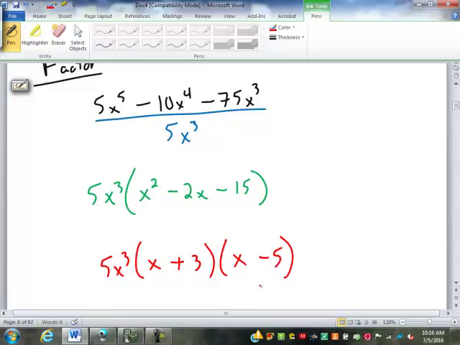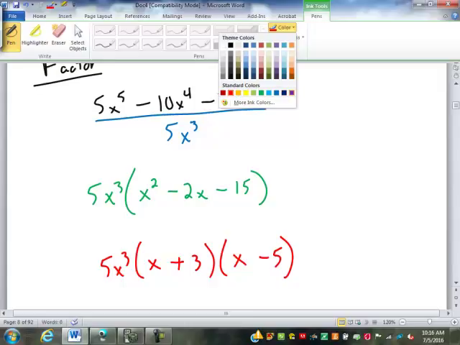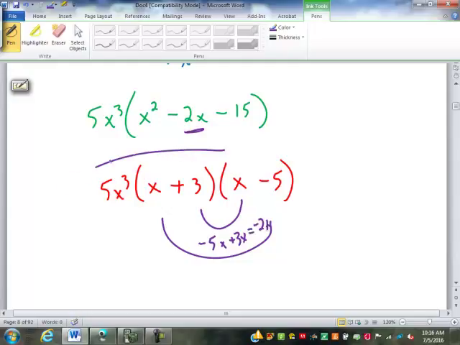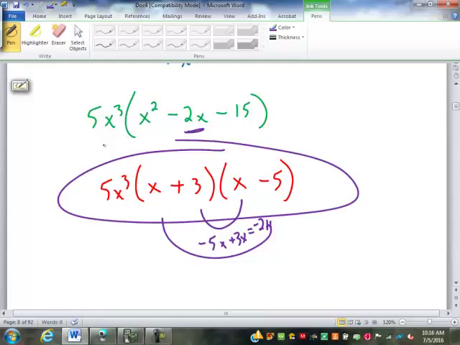If I try positive 3 and negative 5, that multiplies to make a negative 15. If I test it, x times negative 5 is negative 5x, and 3 times x is positive 3x. That adds up to a negative 2x, which is what we want. So there it is. Did anybody get that? That one's a tough one. That one's a little bit of a stretch.